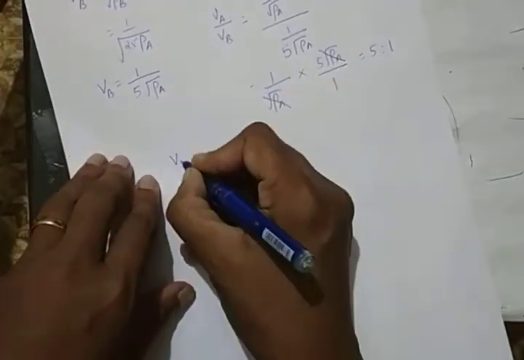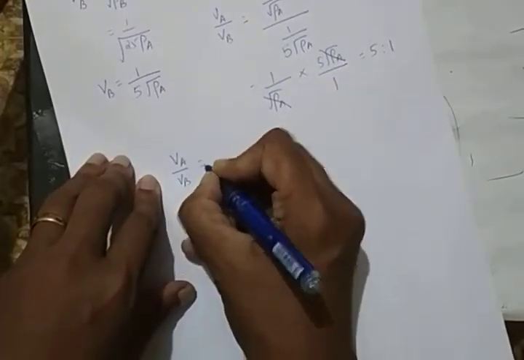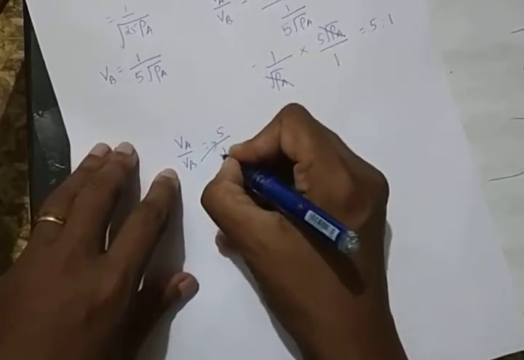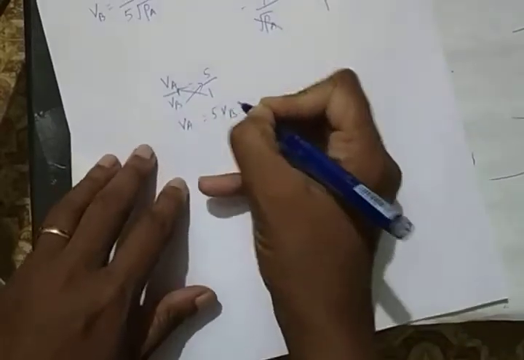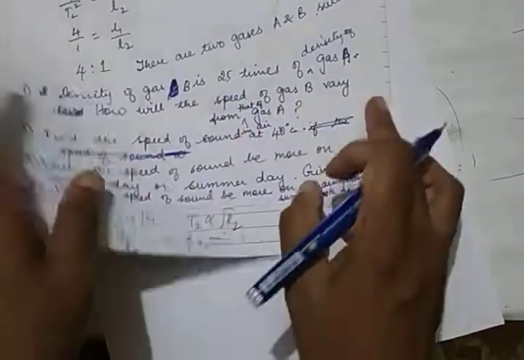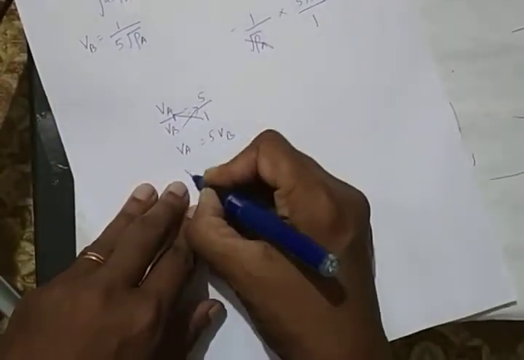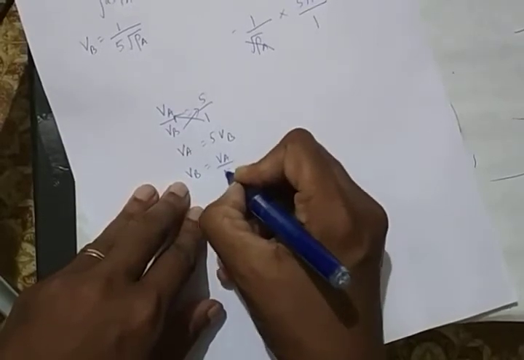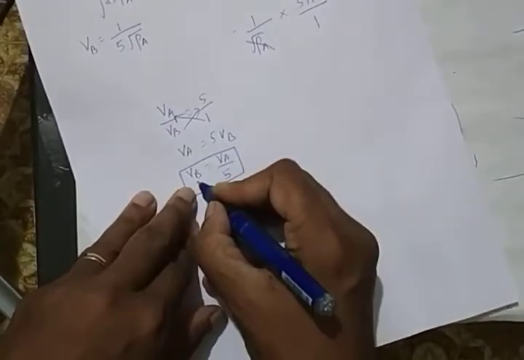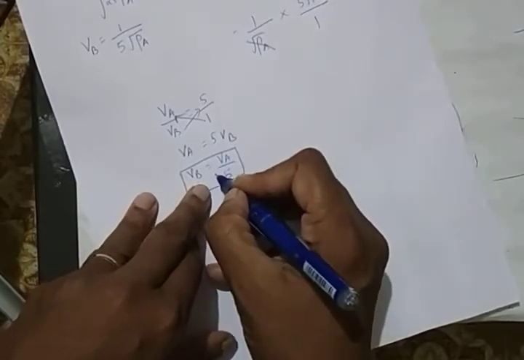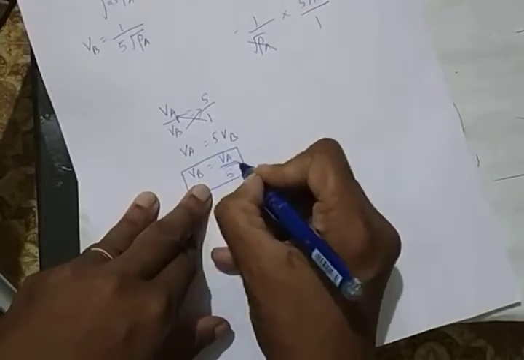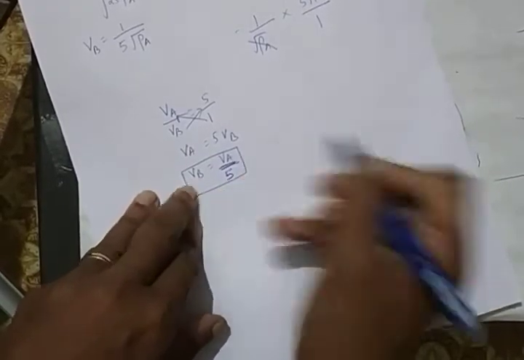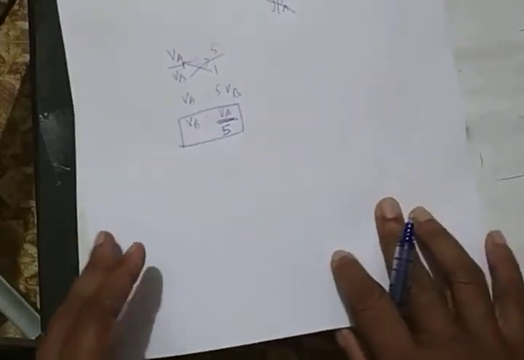So, what do we get from this? VA by VB is equal to 5 upon 1, or VA is equal to 5 times of VB. Or they have asked, how will the speed of gas B vary from gas A? Or VB is equal to VA by 5. So, speed of sound in B will be 1 by 5th of speed of sound in A, or 5 times less. Okay, upon means it is less. Or 1 by 5 of speed of sound in A. This is how your conclusion will be.